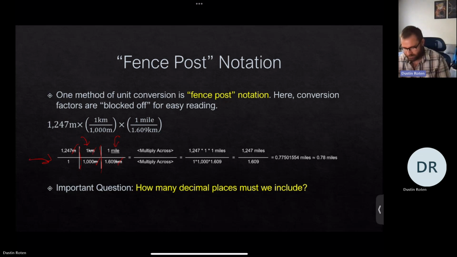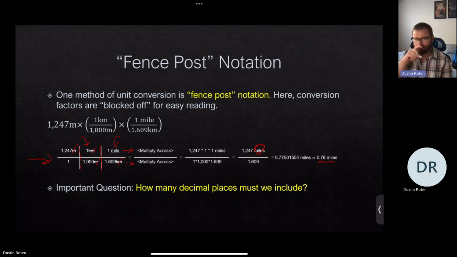The fence post notation is a little easier to read because once you get everything in there, you just multiply across the top and multiply across the bottom and then just keep simplifying. So you'll notice miles still lives through that process. And then you'll get the answer here. So 1,247 meters is roughly 0.78 miles.